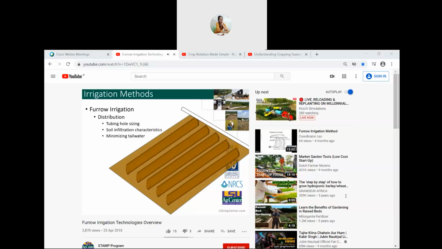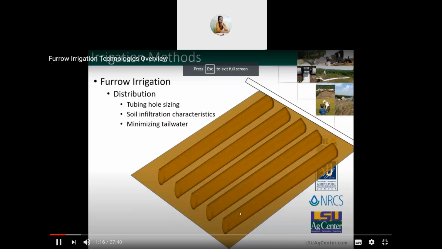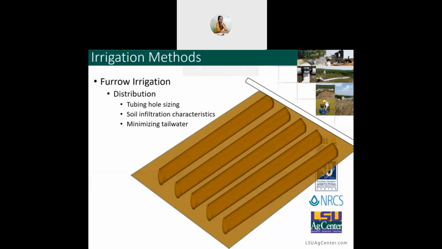In furrow irrigation, we want to be as efficient as possible. The things we look at are the distribution of the water through the field, which is affected by the hole sizes in the tube, the white tube. Also, the soil infiltration characteristics, how fast that water moves through the field and whether it can actually infiltrate. And also, we want to minimize tailwater when we're considering the distribution of water over the field, because water that runs off the field is taking nutrients with it, and it is not beneficial to that crop.